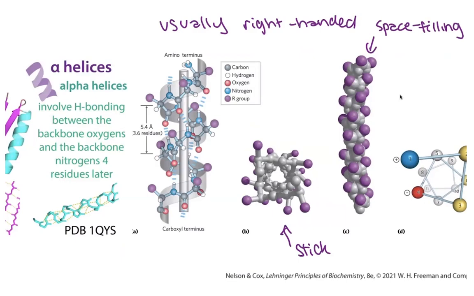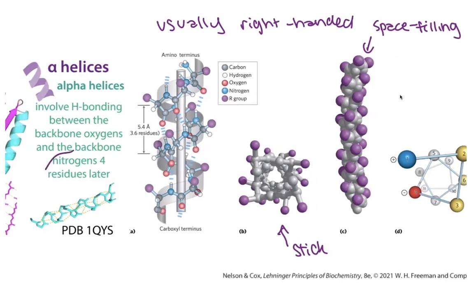When we're talking about an alpha helix, we're involving hydrogen bonding between the backbone oxygens and the hydrogens of the backbone nitrogens, 4 residues later. So we're going to have N and the N plus 4 residue interacting. So your oxygen here, and then your hydrogen on the nitrogen would be your N plus 4. And so these are what's actually interacting. In terms of going around the helix, basically, it takes 3.6 residues per turn.